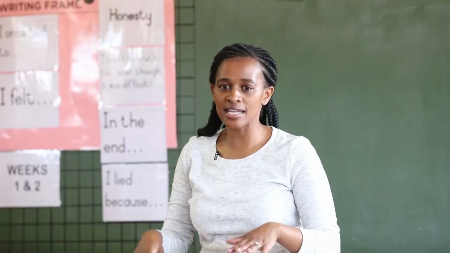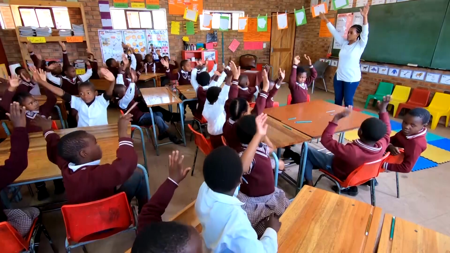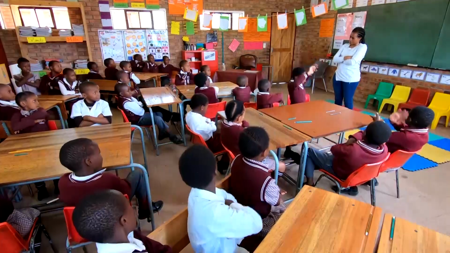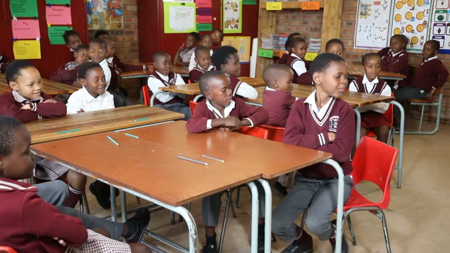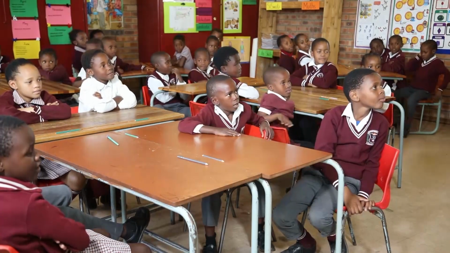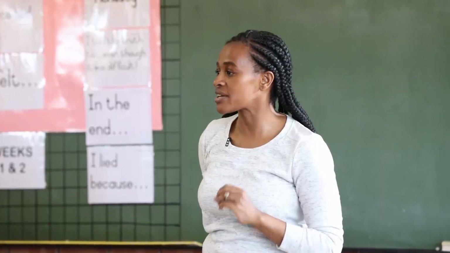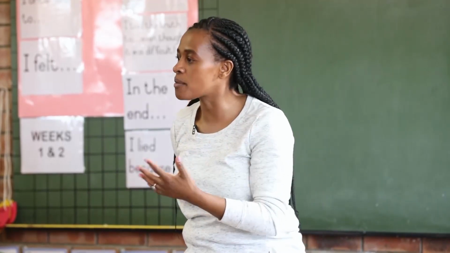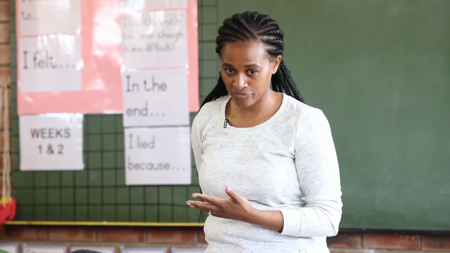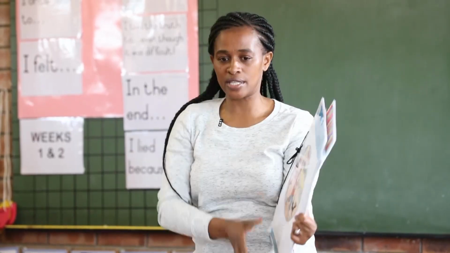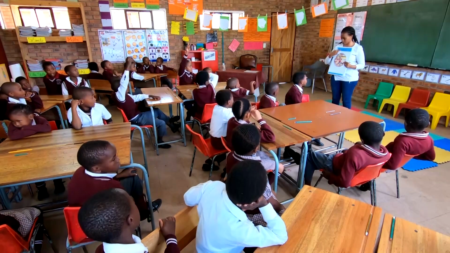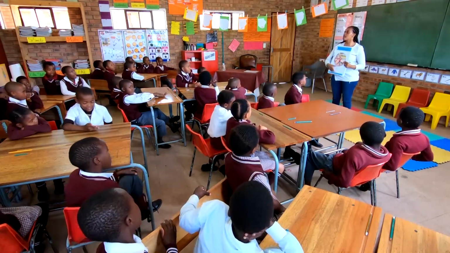Grade 3s, can I have your attention? Very good, remember it. All right, grade 3s, so today we're going to do what we call a post-read. In this session, you're going to tell me what you remember about the story that we read. Let me remind you a little bit. So the title of our story, who still remembers? Read it for me. Jabu scrambles eggs. Very good, Jabu scrambles eggs.